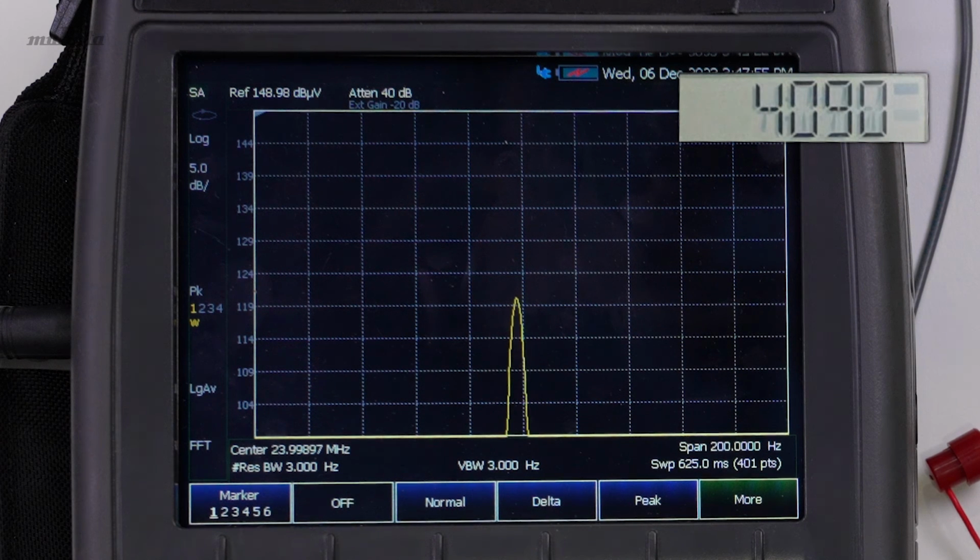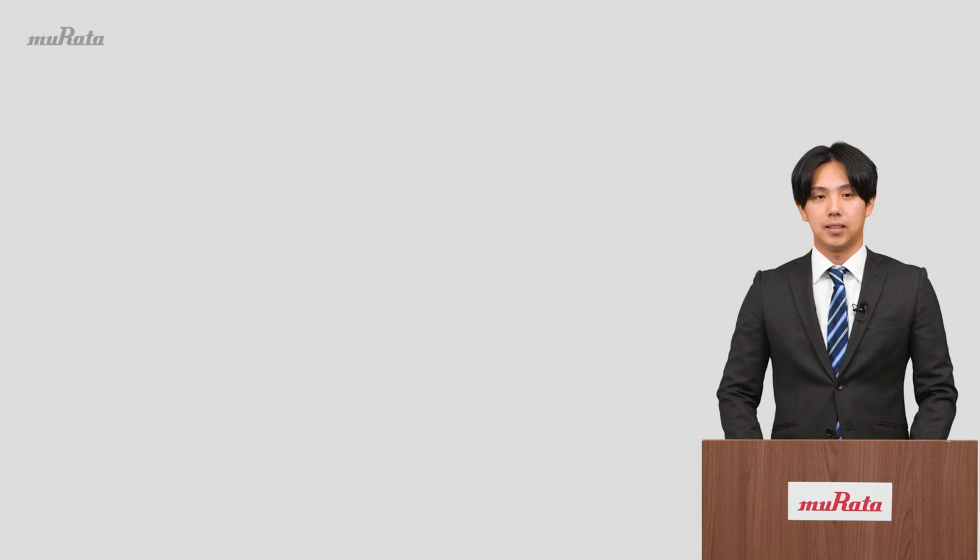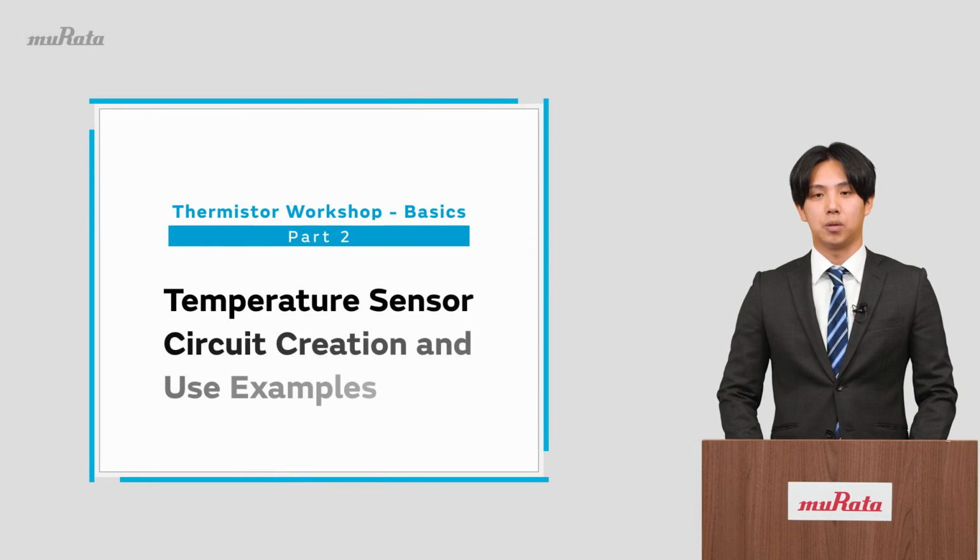This shows how incorporating a temperature sensor circuit allows us to apply temperature compensation to the frequency of the crystal unit. In Thermistor Workshop Basics, Part 2, Temperature Sensor Circuit Creation and Use Examples, we described the creation of a temperature sensor circuit and presented examples. We hope you gained an understanding of how you can perform temperature measurement using a very simple circuit and some of the uses such a circuit can be applied to. Thank you for your attention.